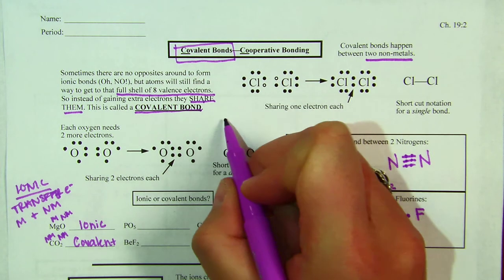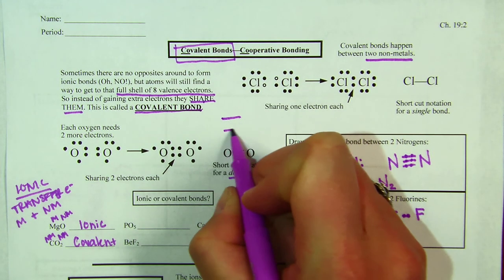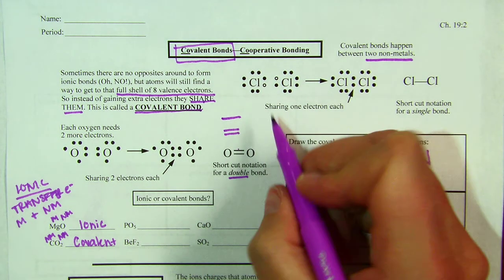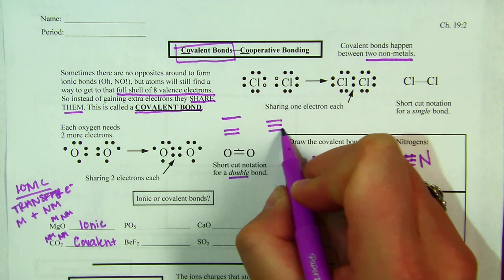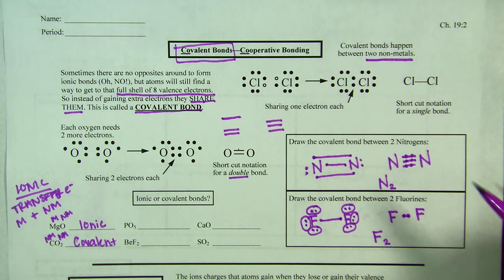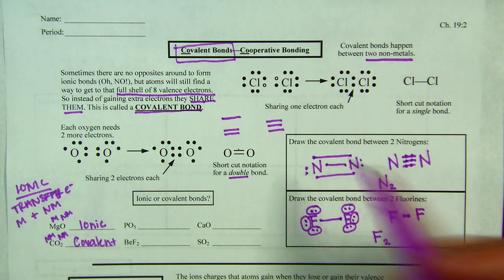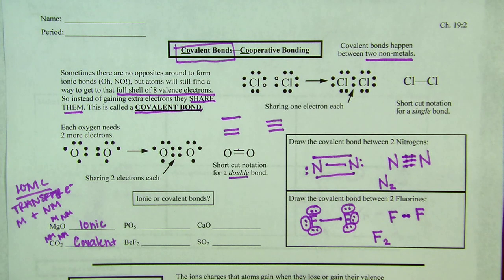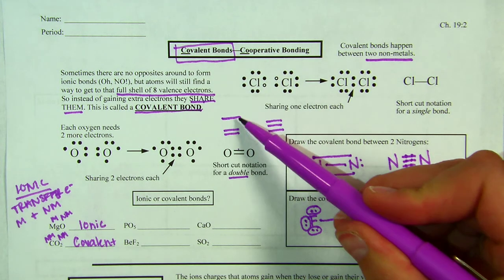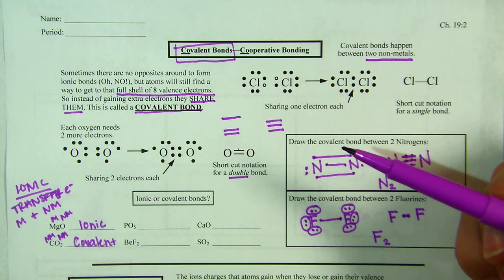Now, just to reiterate, in covalent bonding, we can have 3 different types of bonds: a single bond, a double bond, or we can have a triple bond. Like here, a triple bond. This would be a single bond. Oxygen would be a double bond. Remembering that in each bond, 2 electrons are being shared.